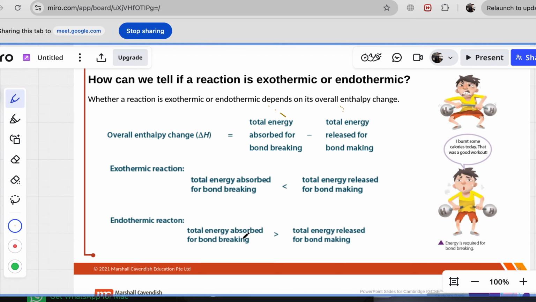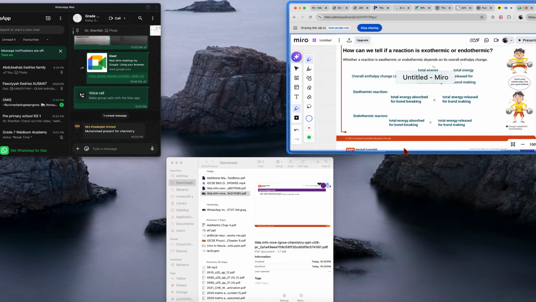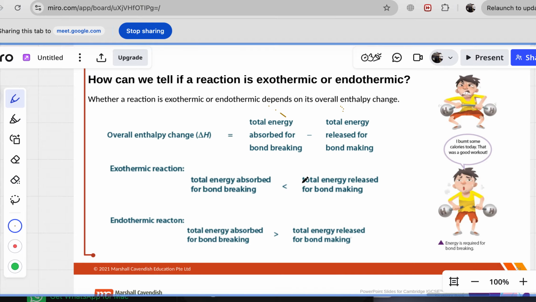When the energy absorbed is less than the energy released, it's called an exothermic reaction. When the energy absorbed is greater than the energy released, it's called an endothermic reaction. Okay, let's move on.